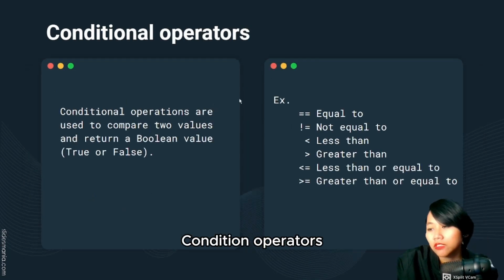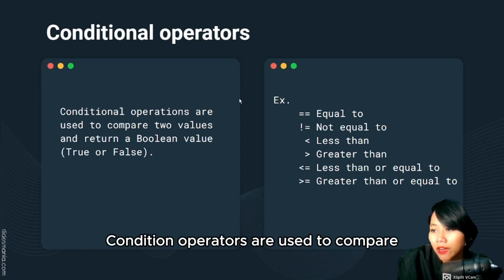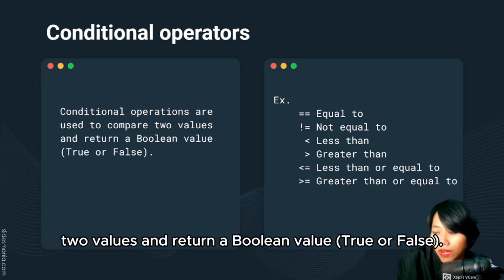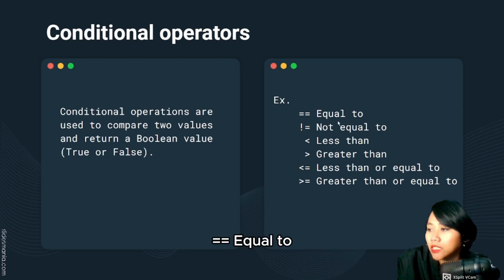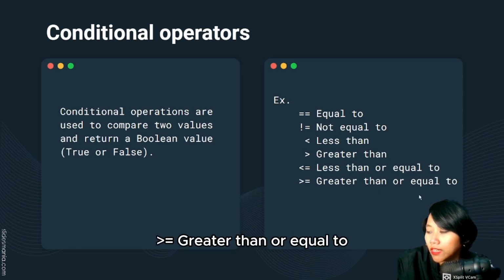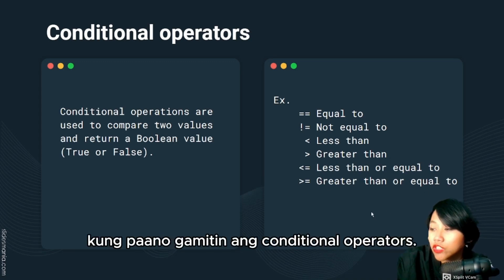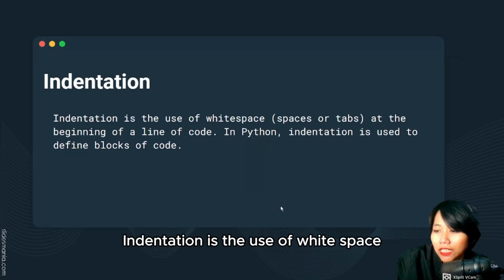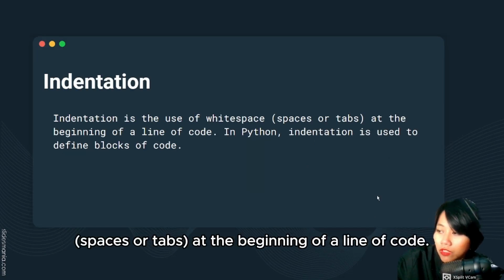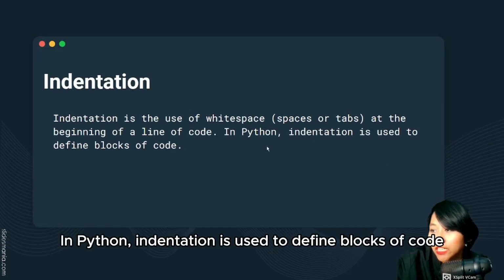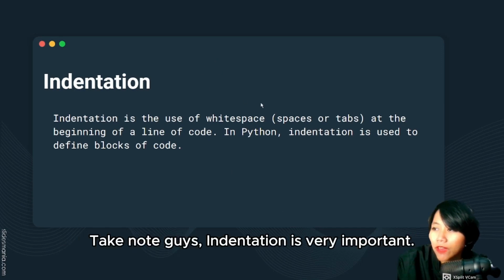Conditional operators. Conditional operators are used to compare two values and return a boolean value, true or false. Example, equal to, not equal to, less than, greater than, less than or equal to, greater than or equal to. So later, ipapakita ko po sa inyo kung paano gamitin ang conditional operators. Indentation. Indentation is the use of white space, spaces or tabs at the beginning of a line of code. In Python, indentation is used to define blocks of code. Take note guys, indentation is very important.